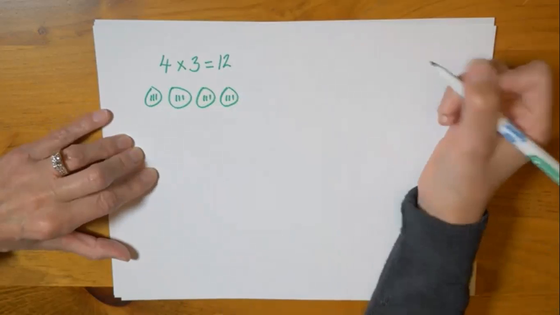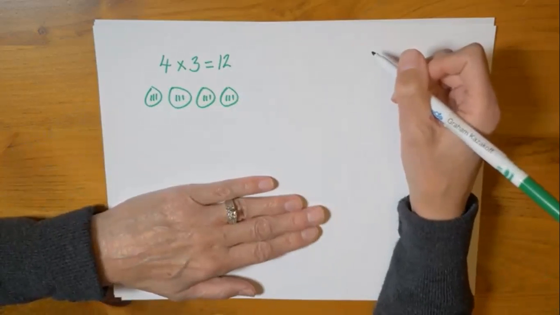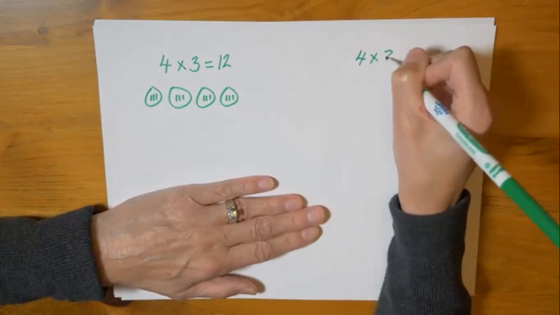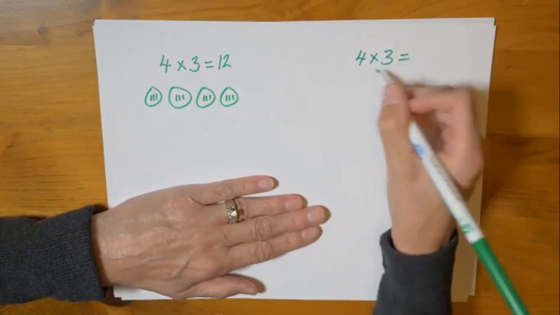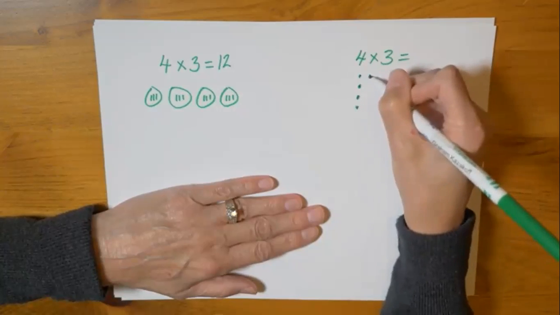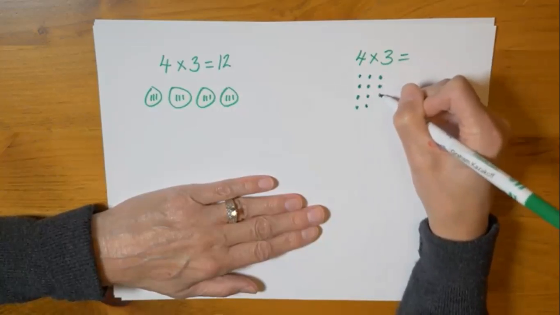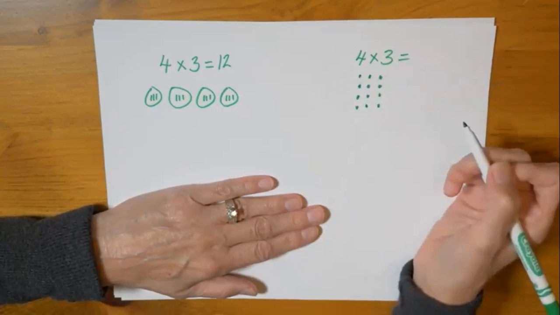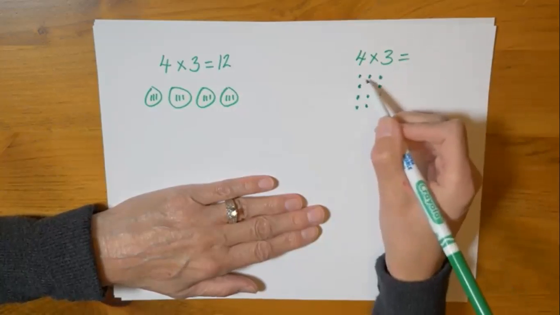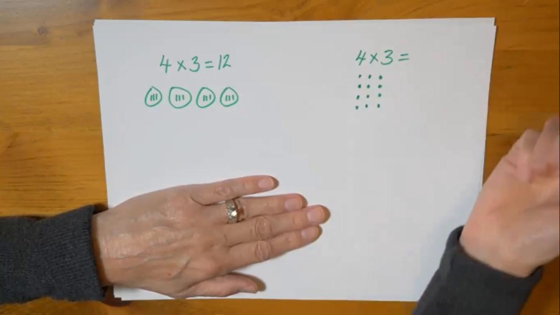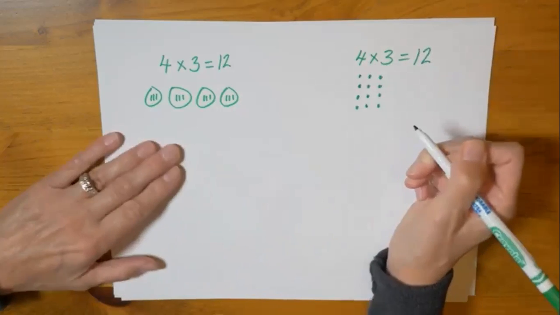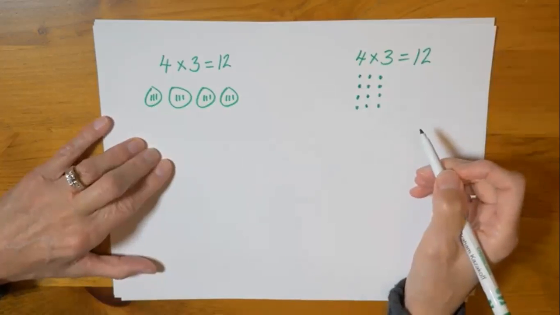And if I'm doing an array, it's the same as groups of, except the rows and columns are just nicely lined up. So again, let's try 4 times 3 just so that we can compare what it looks like. So I'm going to make 4 rows. Or sorry, there's four rows, and there's 3 in each row. So we would have 3, 6, 9, 12. Or we can count it this way. 4, 8, 12. There is one more way to solve a multiplication question, and that is by skip counting.